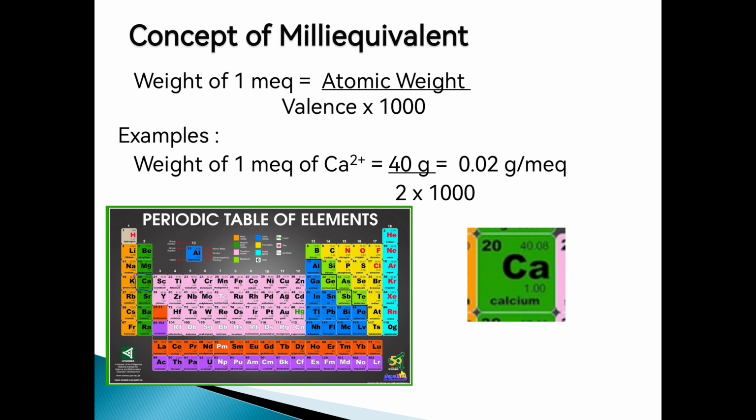We need this one to calculate for the milliequivalents. The concept of milliequivalent: the weight of 1 milliequivalent is equal to the atomic weight divided by the valence times 1000. So for example, when we calculate the 1 milliequivalent of calcium, note that calcium has a valence of 2 plus. And this is the atomic weight of calcium, 40. So 40 divided by 2, which is the valence, times 1000. So 1 milliequivalent of calcium is equal to 0.02 gram per milliequivalent.